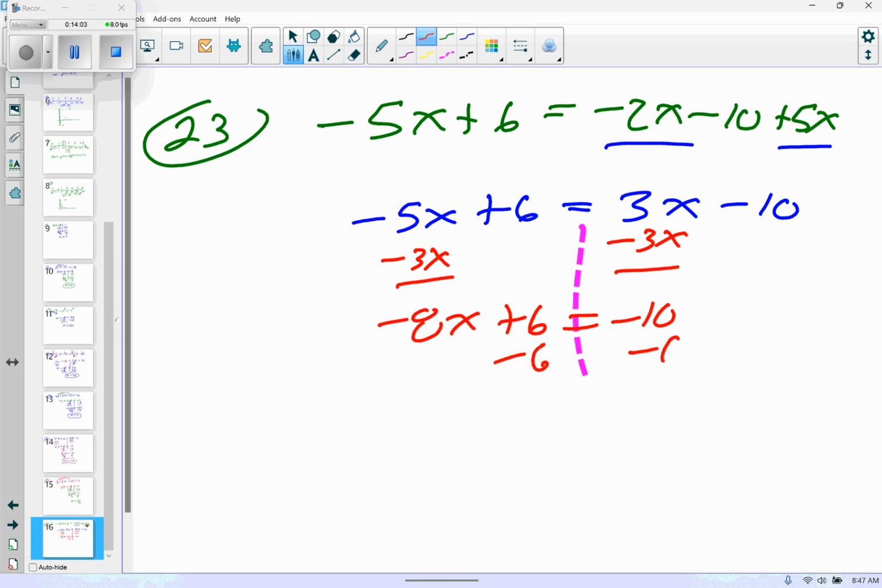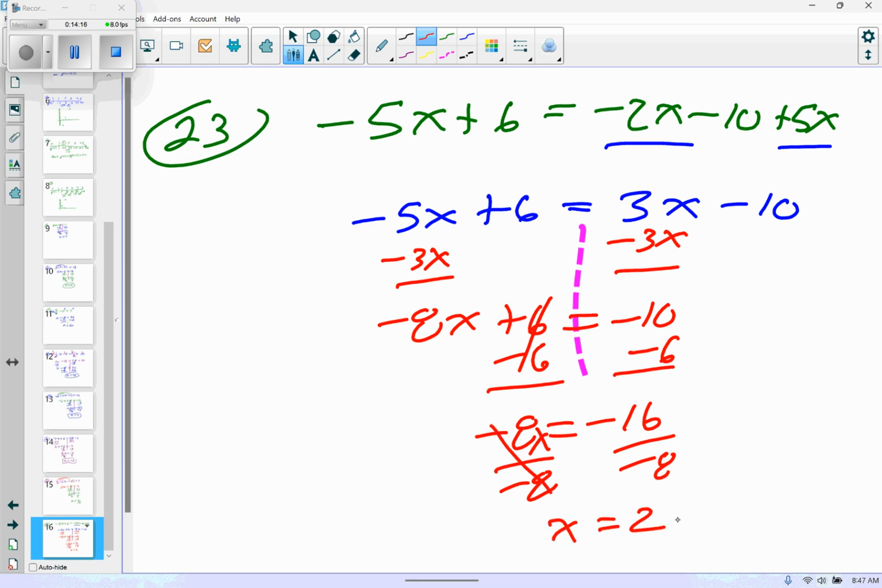Subtract 6 from both sides. Those cancel. Negative 10 minus 6 is negative 16x. I forgot the x. Divide both sides by negative 8. X is equal to 2. Number 24.